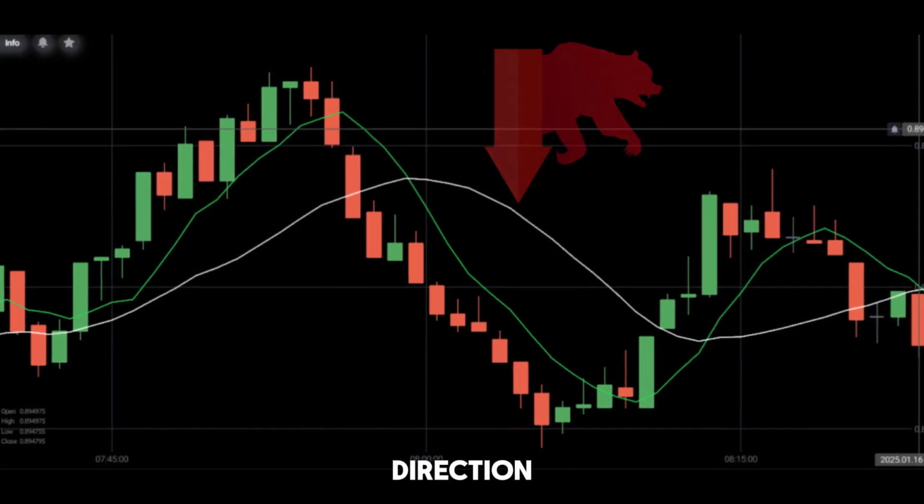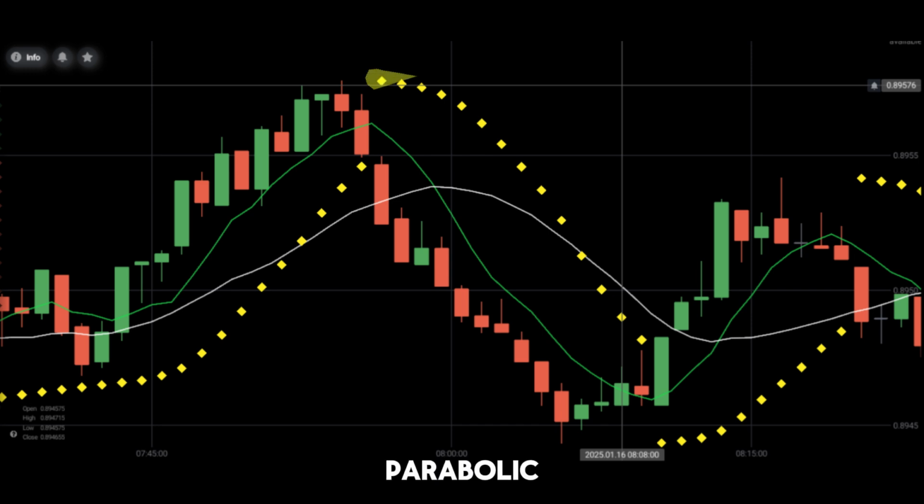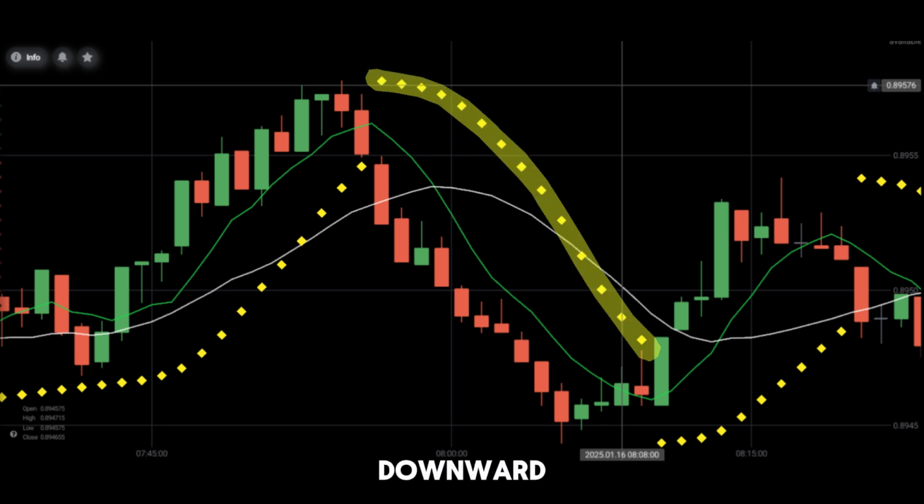about the market direction. Secondly, look at the parabolic SAR indicator. If the parabolic SAR indicator shows downward pointing dots, that's another bearish signal for us. But at least 3 dots should be shown for us to enter a trade.